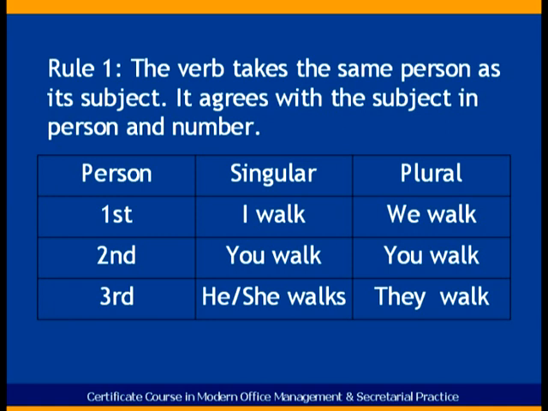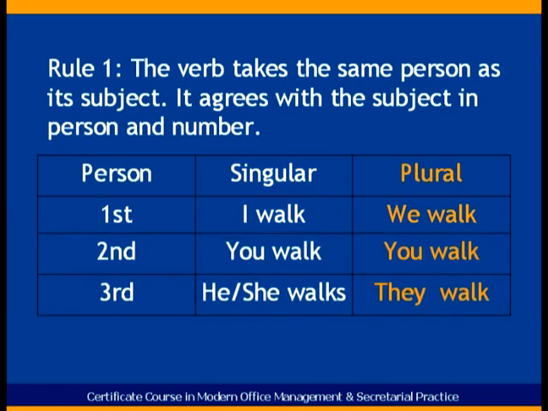Earlier, we saw that the verb takes the same form of the subject based on the number, that is, based on whether the subject is plural or singular. We will now see how the personal pronouns affect the form of the verb in the sentence. Look at the rules for Concord. Rule number 1. The verb takes the same person as its subject. It agrees with the subject in person and number. In other words, a singular subject requires a singular verb. As in, I walk, you walk, he or she walks.